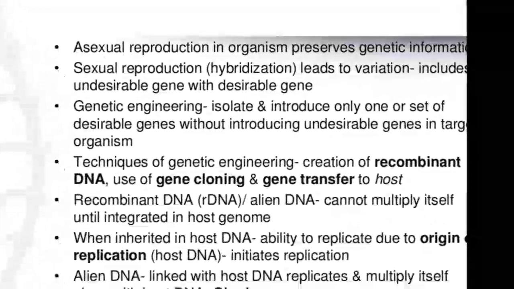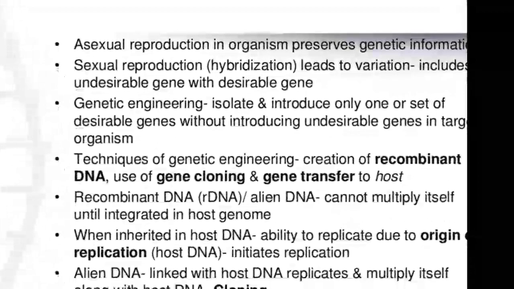In asexual reproduction, we know that the organism preserves its genetic information. And in the sexual mode of reproduction, which is also known as hybridization, it leads to variation also, and it includes many undesirable genes with the desirable gene also. So genetic engineering isolates and introduces only one or a set of desirable genes without introducing the undesirable genes into a target organism. And the technique of genetic engineering is the creation of recombinant DNA. It is known as rDNA technology.